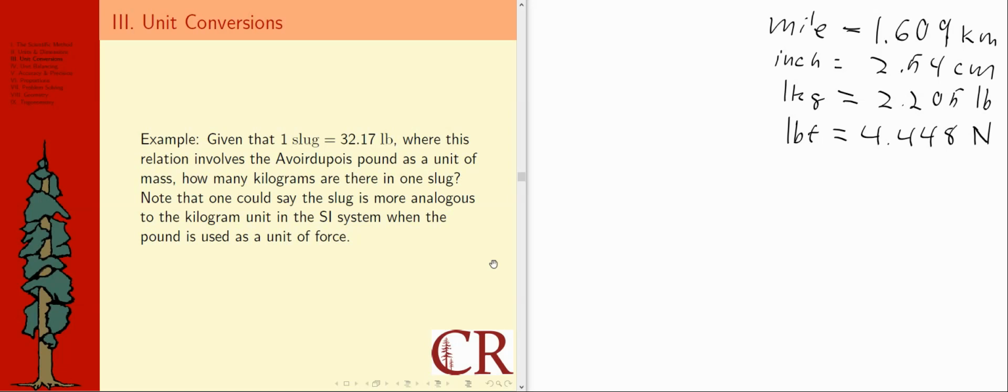Given that one slug is equal to 32.17 pounds, where in this case we're talking about the mass pound, in other words, the Avoirdupois pound, how many kilograms are there in one slug? And the note down there is talking about the fact that the slug could be regarded as the analogous base unit for mass if you developed a system that was based on pounds as the unit of force instead of using, say, the Newton as a unit of force.